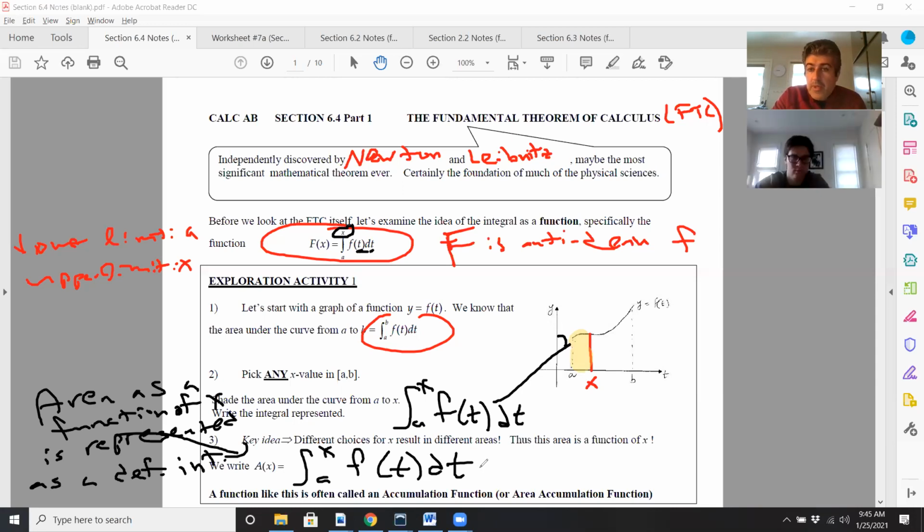You could also write it other ways too, if you like. You could write it as f of u du, or you could write it as f of theta d theta. It's totally up to you what variables you want to use. So you use any variable you so desire.